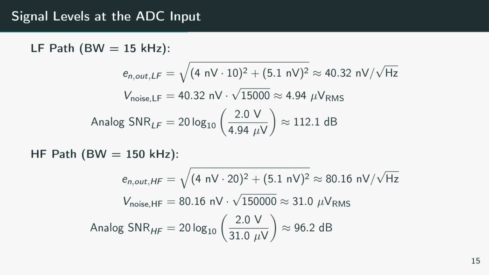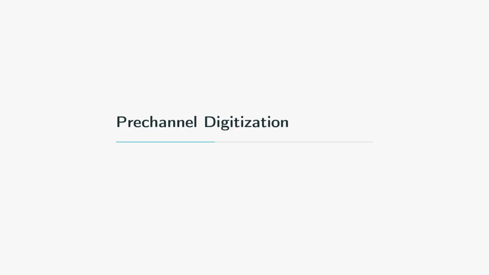Now, let's talk about the noise floor. We calculated the noise by adding the contributions of our amplifiers and filters. In the low frequency path, the total noise is only 4.94 microvolts. In the high frequency path, because the bandwidth is 10 times wider, the noise naturally goes up to 31 microvolts. In short, our analog circuit is very quiet and stays well above the 90 dB requirement, ensuring the electronics won't interfere with the acoustic measurements. Let's continue with the per-channel digitization.